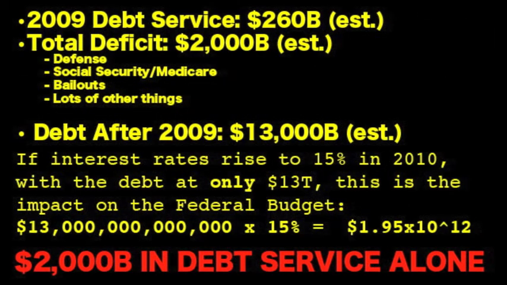To give you some perspective on the fiscal situation, the debt service for 2009 will be under $300 billion. The deficit will be about $2,000 billion. Keep in mind the current deficits include defense, Social Security, Medicare, these enormous bailouts, as well as lots of other things. After 2009 ends, the national debt will be around $13,000 billion. Interest rates will easily reach 15% at some point within the next few years, but let's be optimistic and say it happens in 2010. 15% of $13 trillion is nearly $2,000 billion.